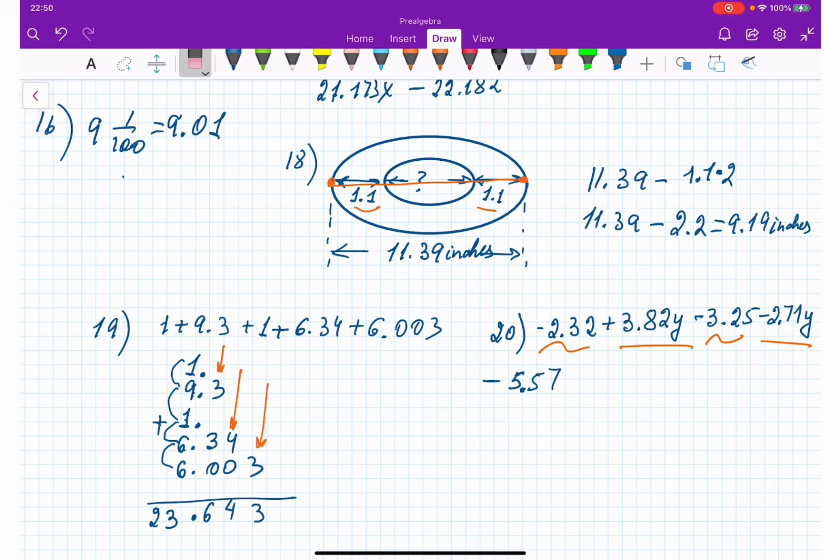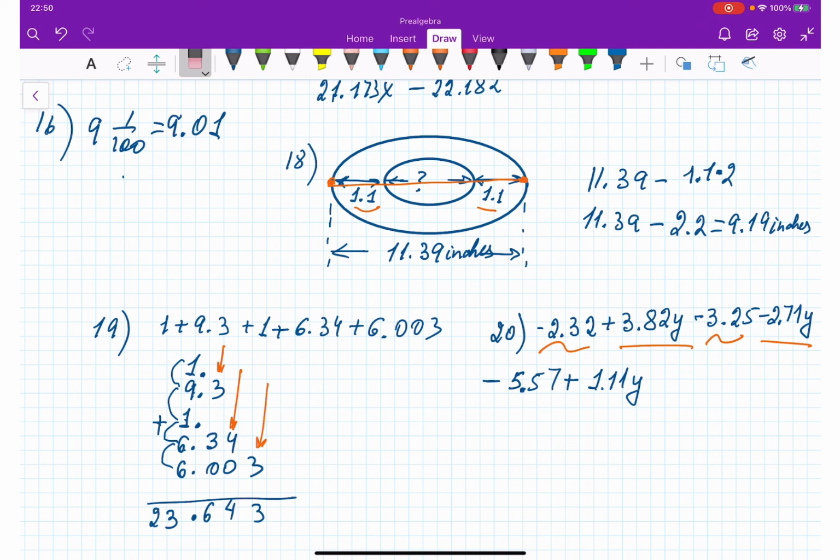Okay, so we need to subtract, right? And the sign is going to be plus because the bigger number is positive. So 3.82 minus 2.71. Decimal points are lined up, see? 2 minus 1 is 1. 8 minus 7 is 1. 3 minus 2 is 1. So it's going to be plus 1.11y. Yes?